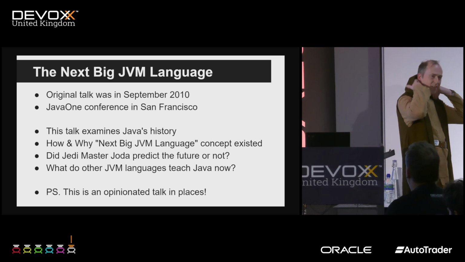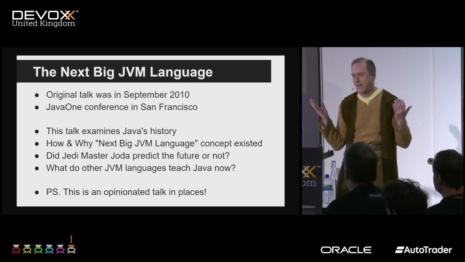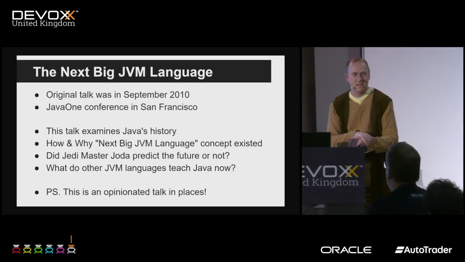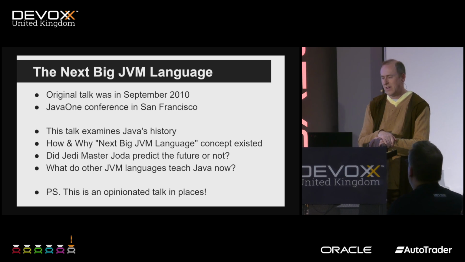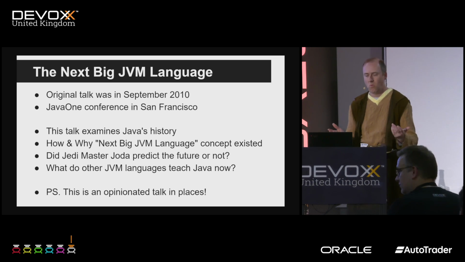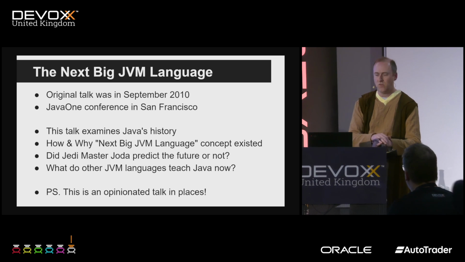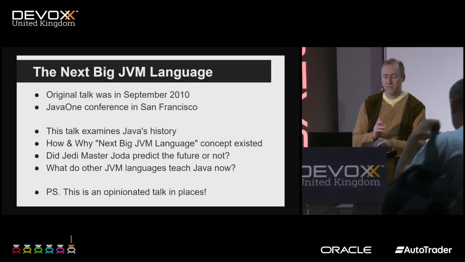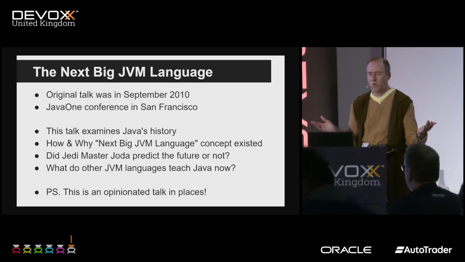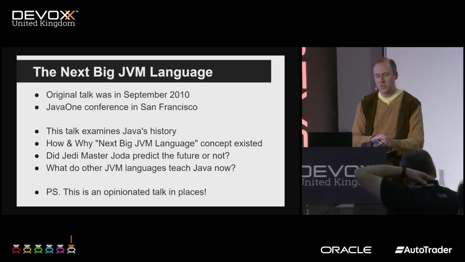So that's the thing. We had this time, September 2010, a long time ago now, in San Francisco. And really, what I'm doing today is re-examining what I talked about in 2010. What was this next big JVM language concept? Did I successfully predict the future in my Jedi Master Joda? If you're Dutch, I believe you say Jedi Master Yoda, funnily enough. And is there anything they can teach us now in terms of the languages?